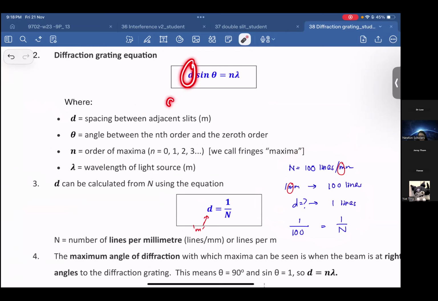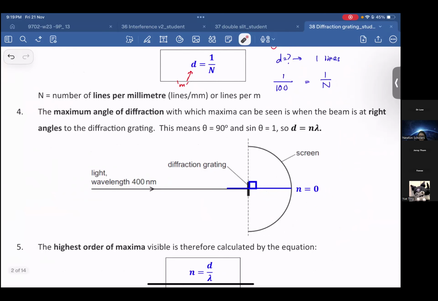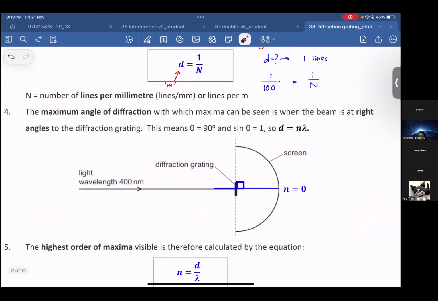D is actually, if they didn't give you directly, we have to calculate from 1 over n. Then the angle is from the center go up until your order, n equals to 1, n equals to 2, depends. Wavelength will be given. Here, what is the maximum angle of diffraction that can be seen?